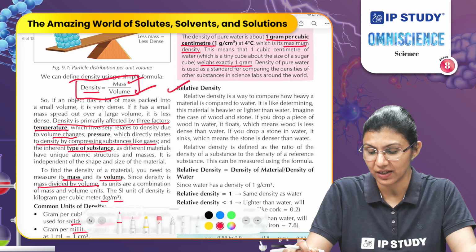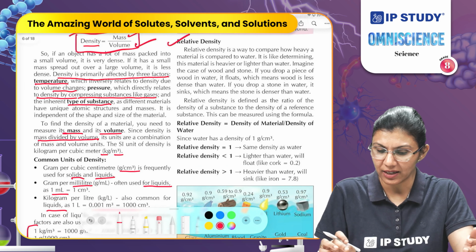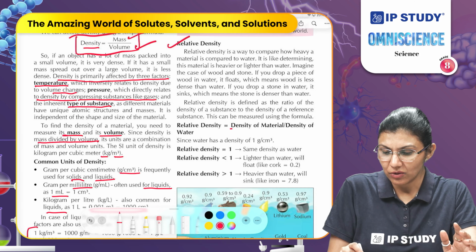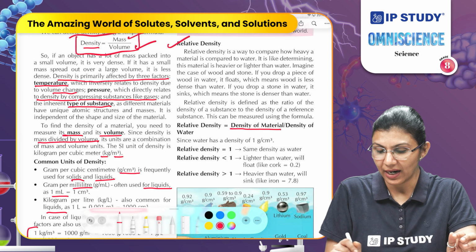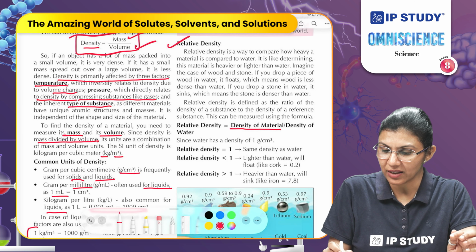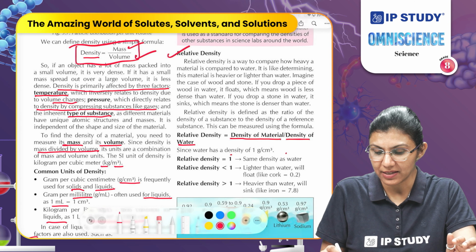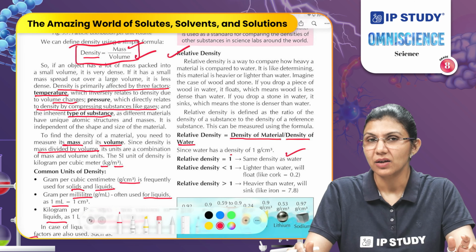finding the relative density. So how can we find out the relative density? To find out the relative density, we need to know the density of the material and divide it by the density of the water, which we are using here as 1 gram per cubic centimeter. So if any substance has its relative density equal to 1, which is the same density as water, that will have density equivalent to water.